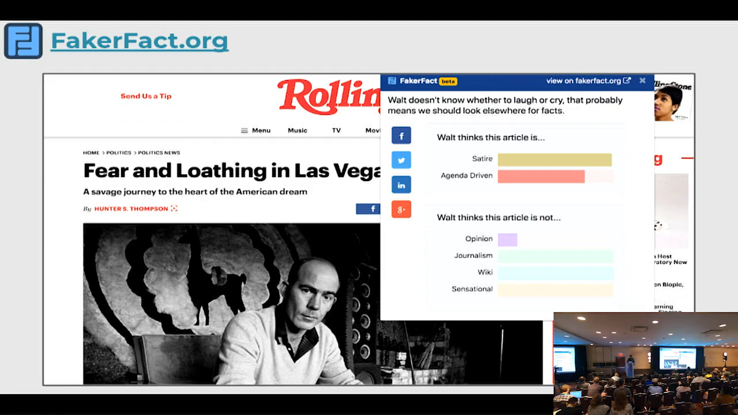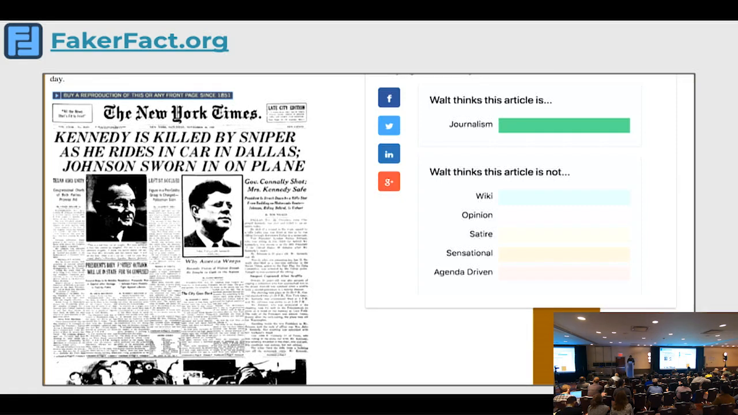Rolling Stone, the original Fear and Loathing, the algorithm got satire and agenda-driven. And then one time somebody called out, oh yeah, but what if it really is a big deal, like the Kennedy assassination? And evidently it gets the Kennedy assassination right too.